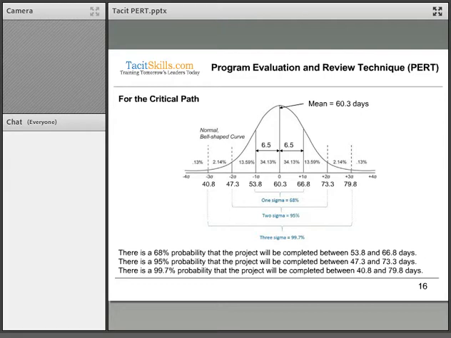Obviously, we would realize that it depends on the quality of the information. It's built from the initial estimates of the optimistic, the most likely, and the pessimistic. So we should build this on the most realistic figures for those to get a realistic figure at the end.